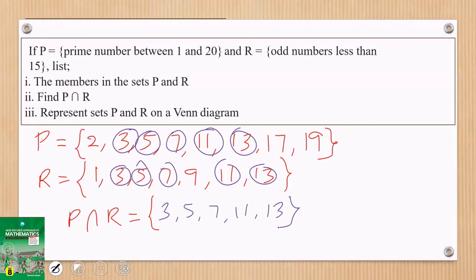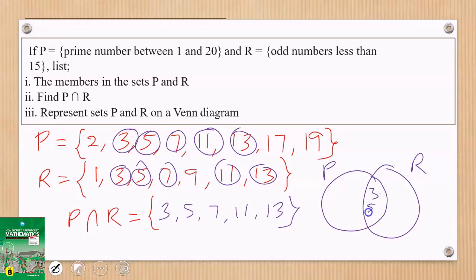Now we have to represent this on a Venn diagram. So we can have one set called maybe P, and then the other set, let's call it R. Now the intersection is 3, 5, 7, 11, and 13.